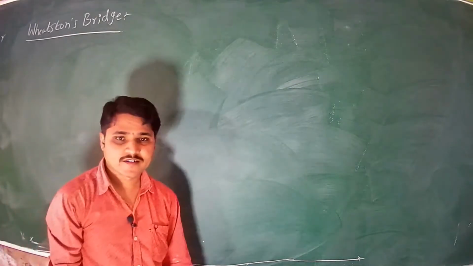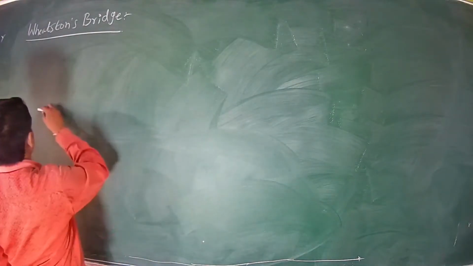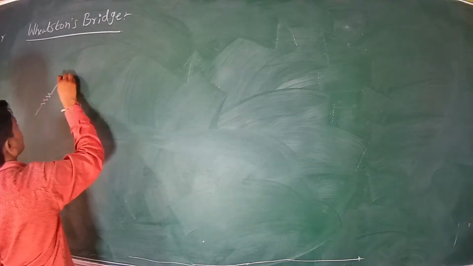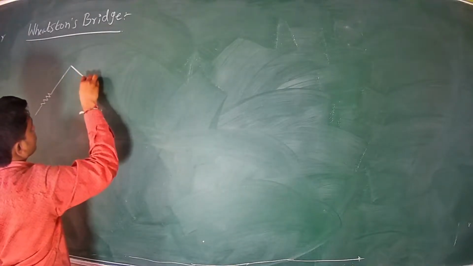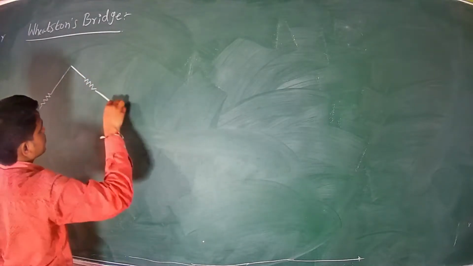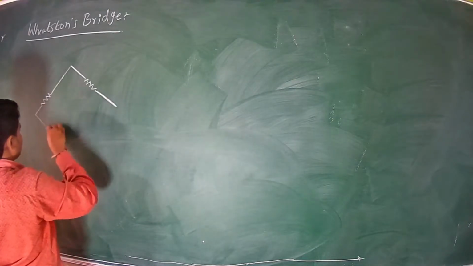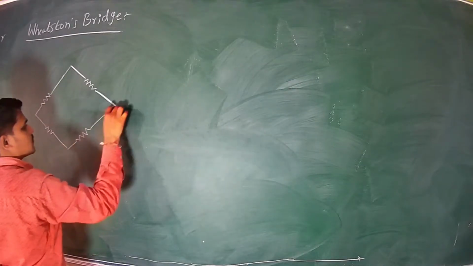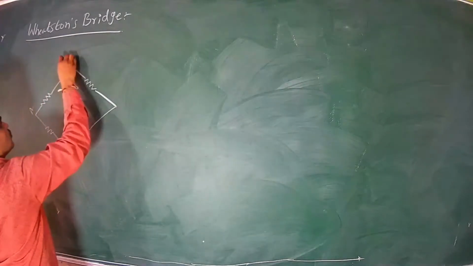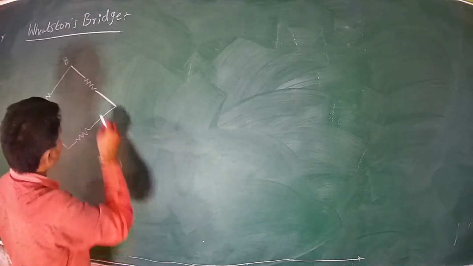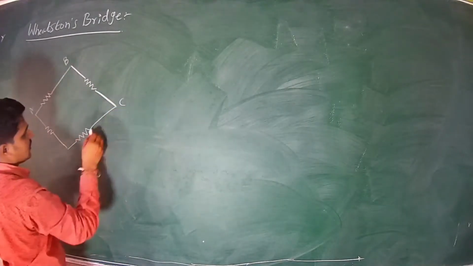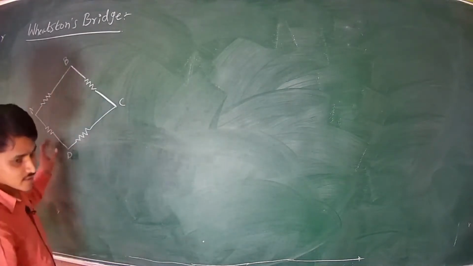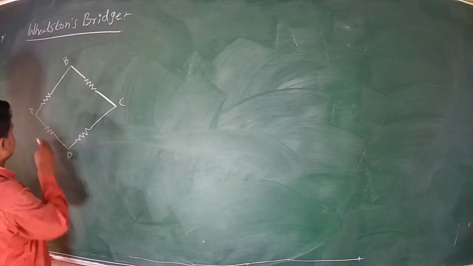So the Wheatstone bridge has 4 arms. Let us draw the bridge. This bridge has 4 arms. One arm is AB, another arm is BC, another arm is CD, and the fourth arm is AD.